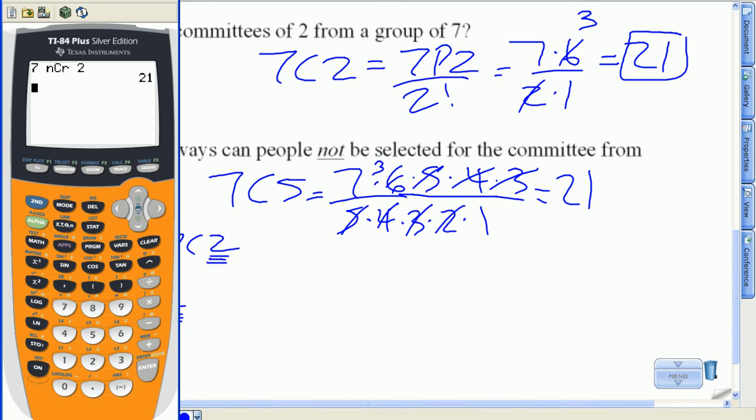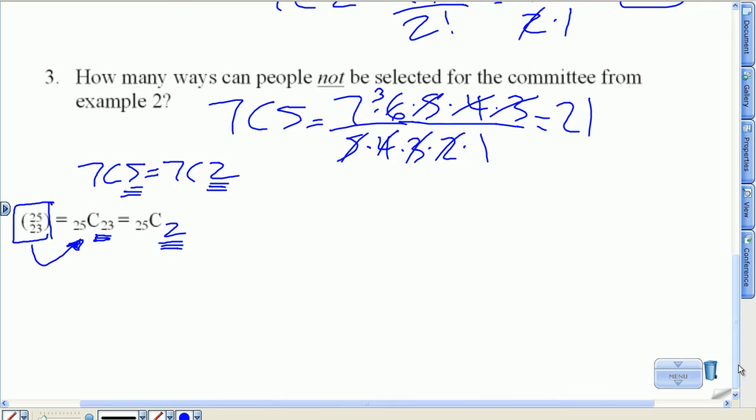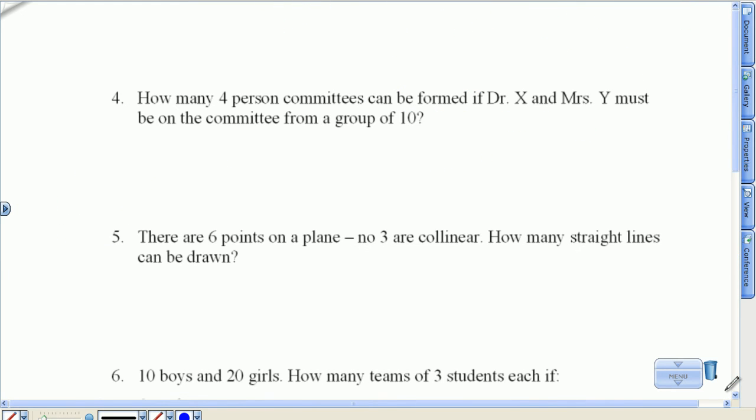And we can verify that on the calculator. 25, math, PRB, choice 3. 25 choose 23 is 300. 25, math, choose, ooh, I messed it up. 25 nCr, choose 2 is also 300. So they're both equal to 300. They are equal to each other. Combinations. Order doesn't matter in the slightest.